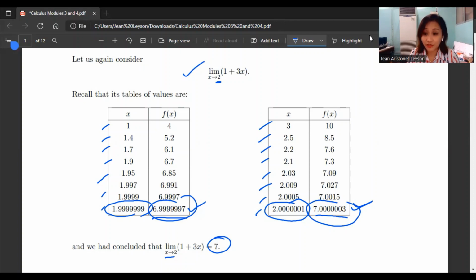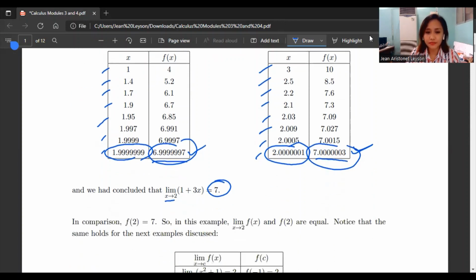That's just a review on how to determine the limit of a function using values close to C, both from the left and from the right.